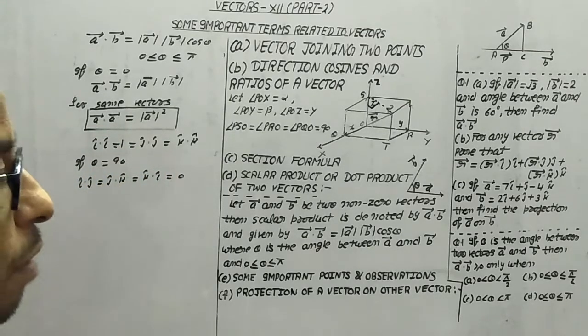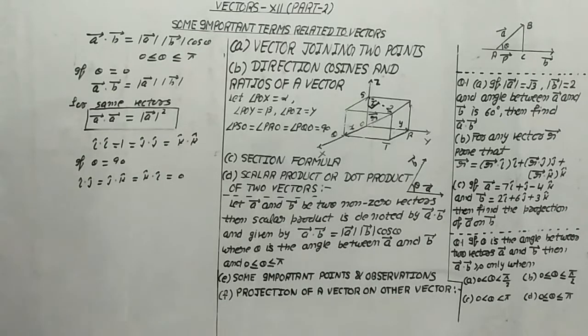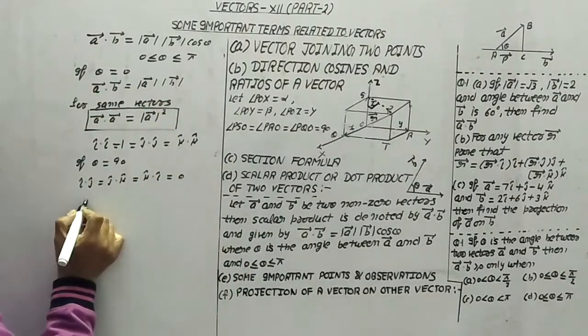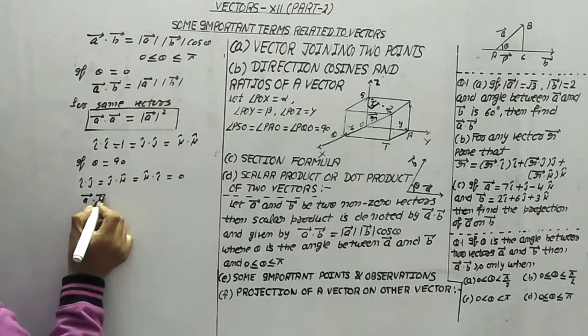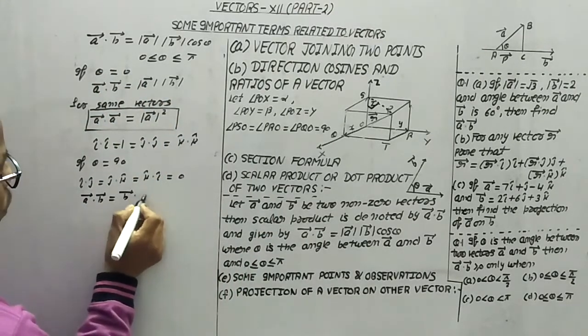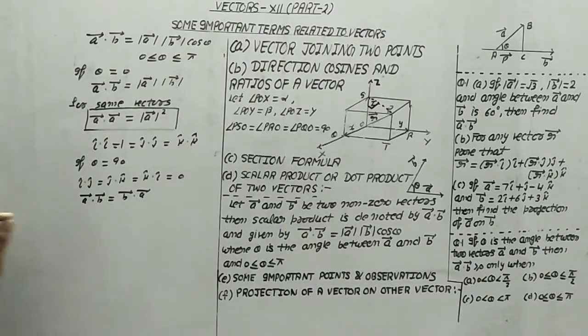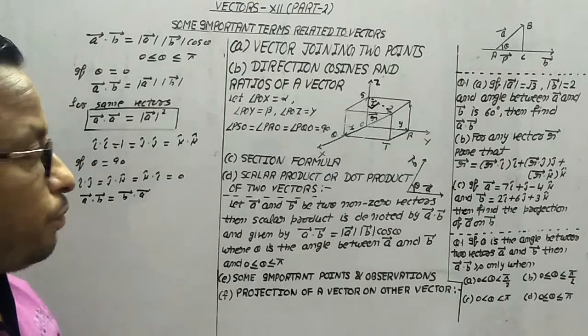Now look at this thing. One more point we have to discuss. Always remember this: scalar product is commutative. That means A dot B is always equal to B dot A. So this is the very, very important thing, that scalar product is commutative.